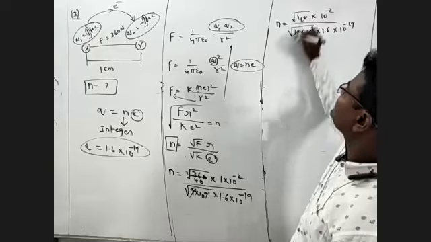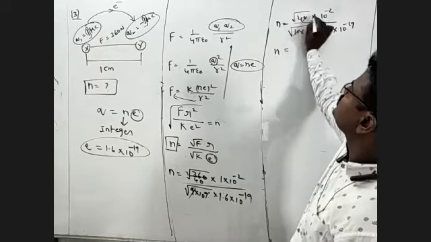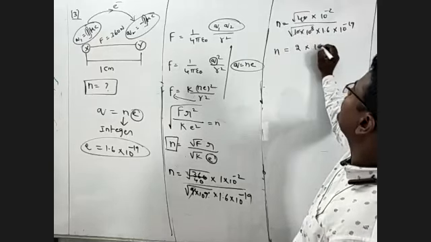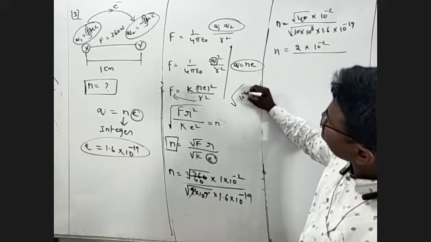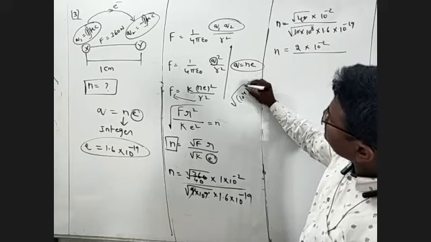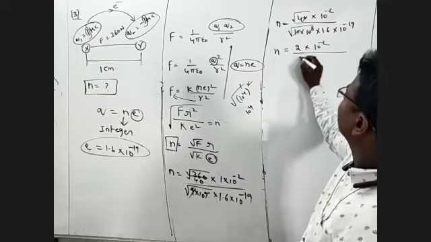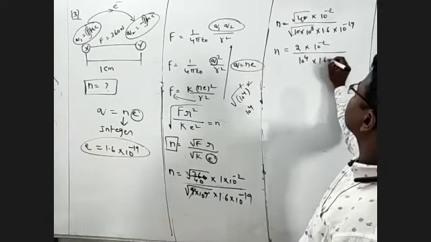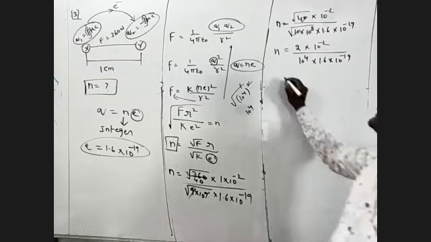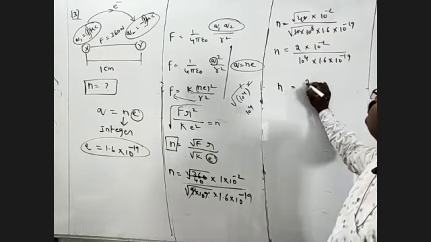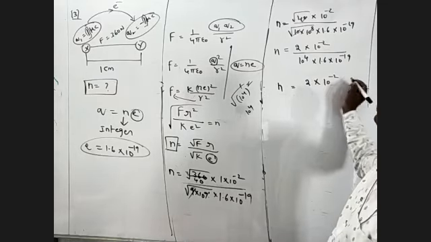This 10 and 10 cancel. So n is equal to, this root 4 means 2 into 10 to the power of minus 2, but this is 10 to the power of 8. 10 to the power of 8 means 10 to the power of 4 whole square, and it could cancel. This is 10 to the power of 4, into 1.6 into 10 to the power of minus 19. So n is equal to 2 into 10 to the power of minus 2.